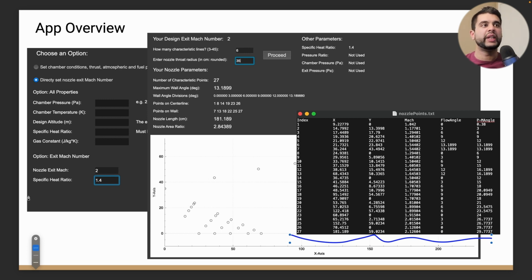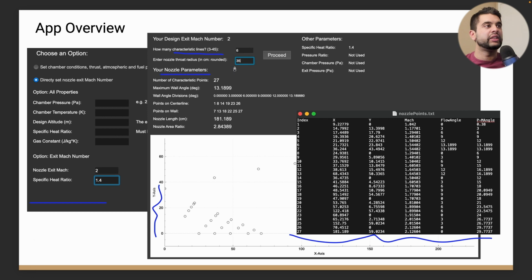So to start off with, we have the first page of the app here. You can either input the exit Mach number and the specific heat ratio, or you can input all these parameters here, in which case the exit Mach number will be determined from this and then set. You can also choose the number of characteristic lines that you want and the nozzle radius. We need to know how big the nozzle will be, so to do that you need to enter the radius at the start here, and then all these points will be determined from this benchmark.